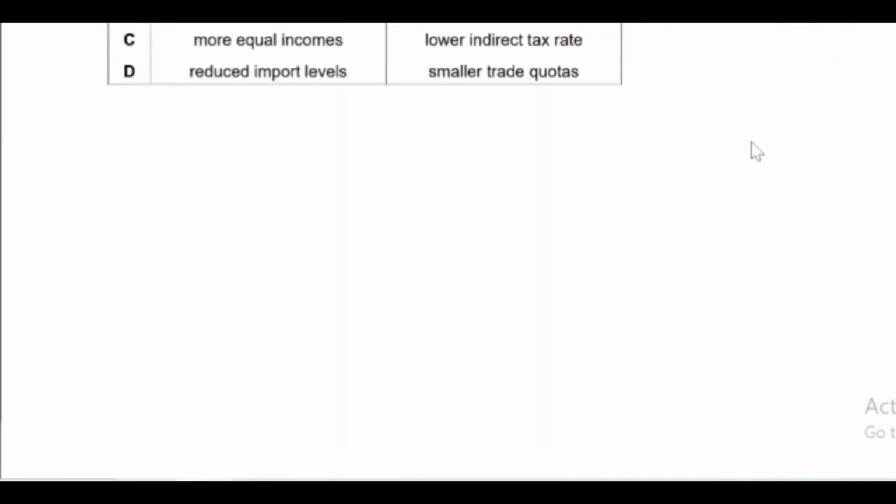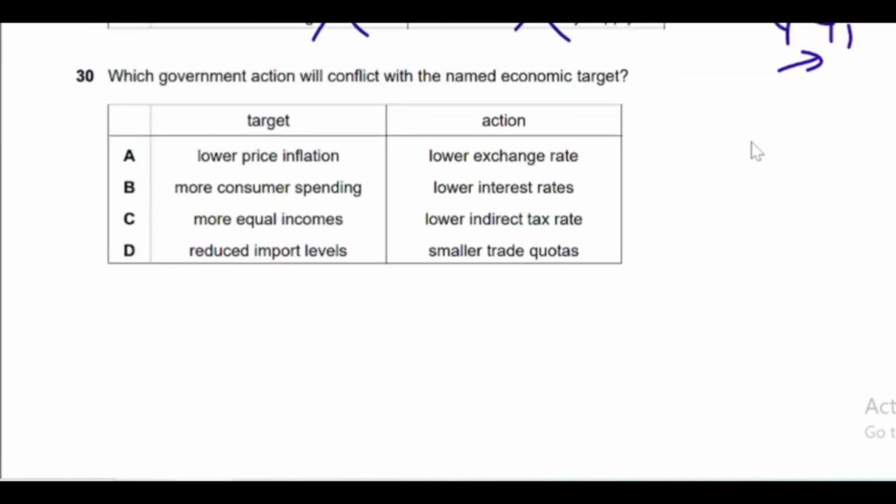Moving to the last question. Which government action will conflict with named economic target? So these are the economic targets. We have to find out the action that will conflict with this, mean that will not help to achieve this target. So option A is correct answer, lower price level. If you want to lower the price level, that cannot be achieved by lowering the exchange rate.